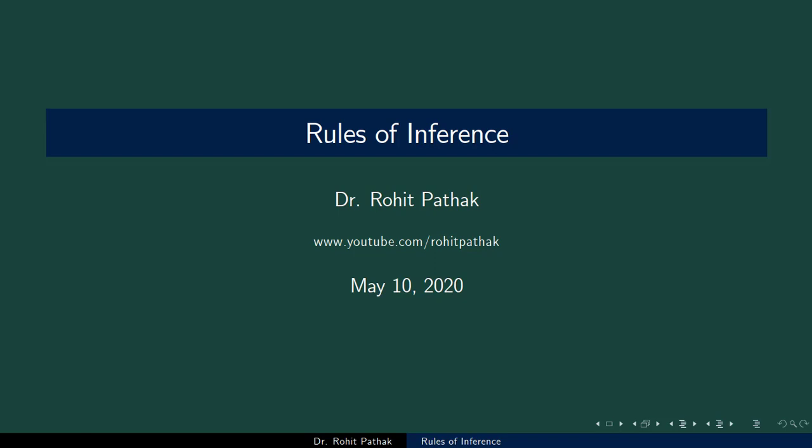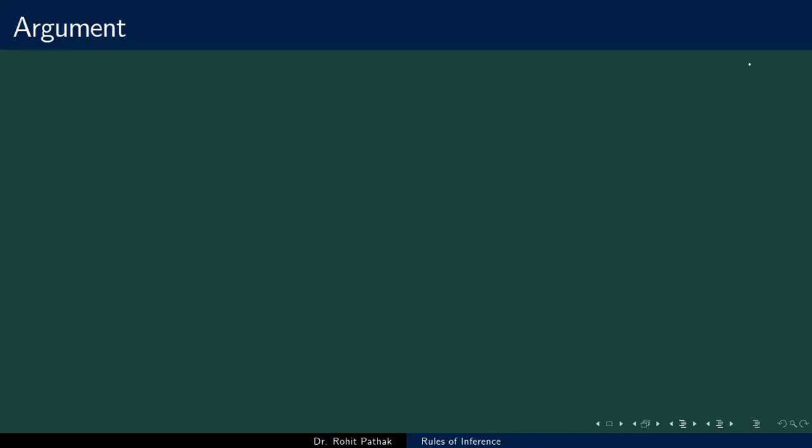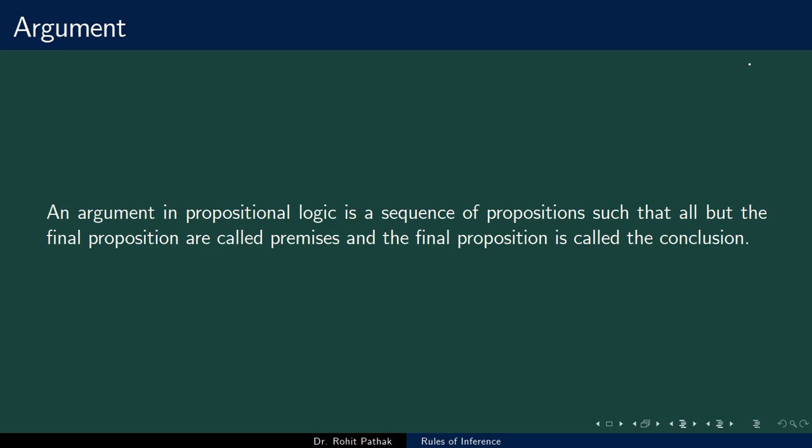Before discussing rules of inference, we must know what an argument in propositional logic is. An argument in propositional logic is nothing but a sequence of propositions such that all but the final proposition are called premises and the final proposition is called the conclusion. In short, an argument is a conclusion based on some premises. Together they form an argument.